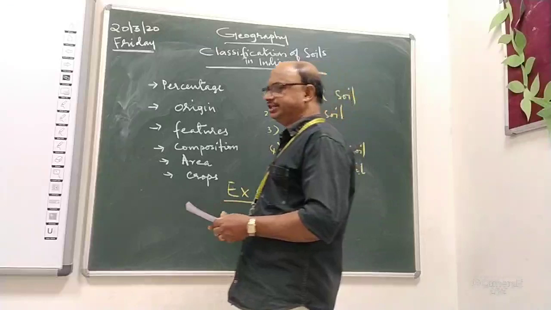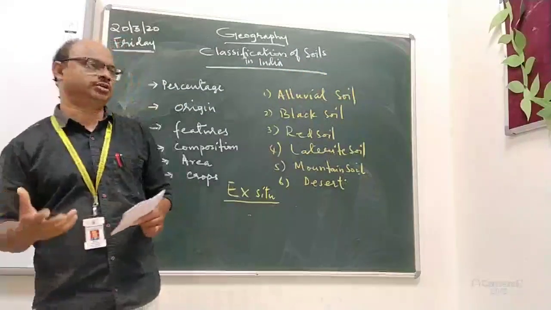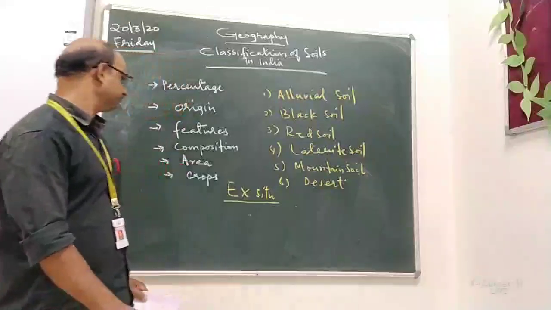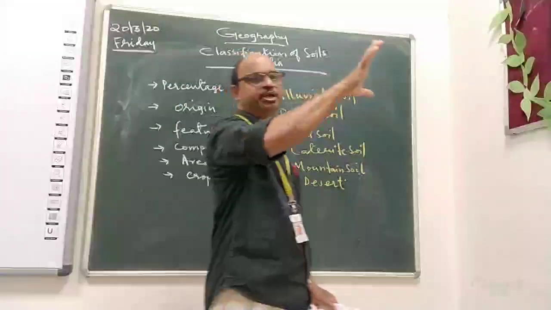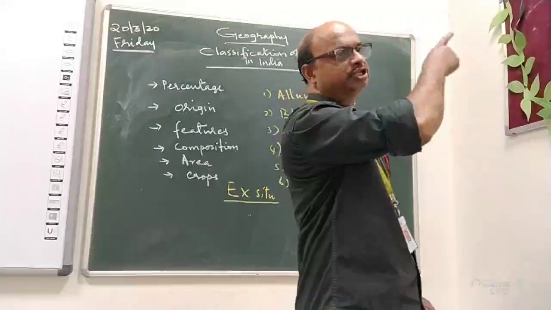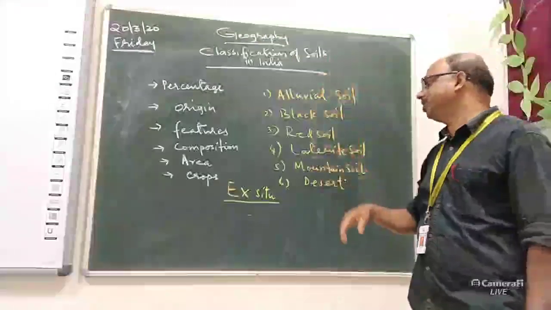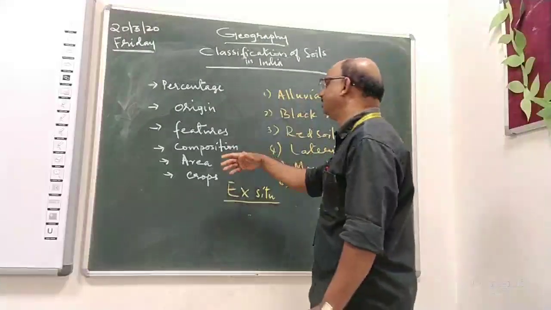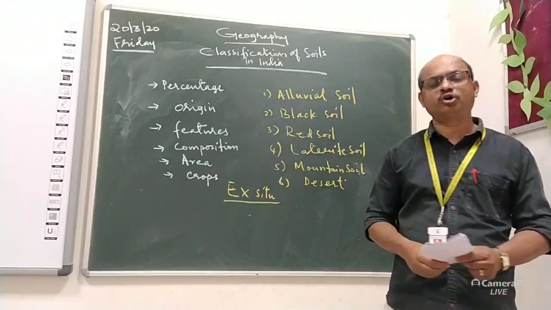And generally we know that this is a very fertile soil, and most of the important crops are cultivated there. Now the area, as I already mentioned, is the northern plain, all the area from Punjab, Haryana up to the West Bengal region. This soil is spread over a very wide area. Next one, what are the important crops here?